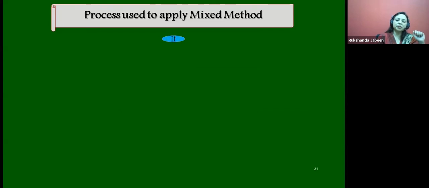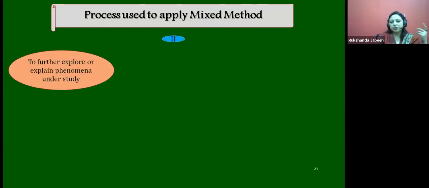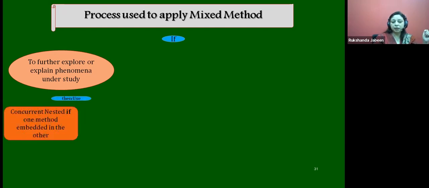As far as the process is concerned, if a researcher requires to further explore the phenomenon under study, which is the topic of the study, and if some expansion is required, then concurrent nested. Because one method is embedded in the other. As I said, at the time of determining the research question, you can find out which questions address which methods, whether qualitative or quantitative. Then use that best approach.